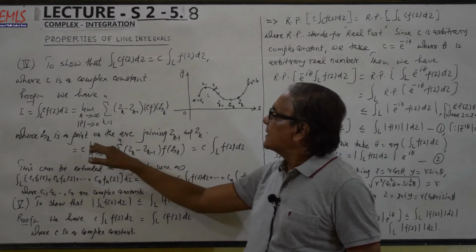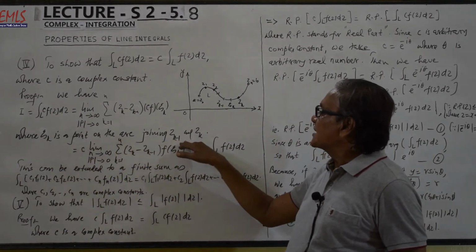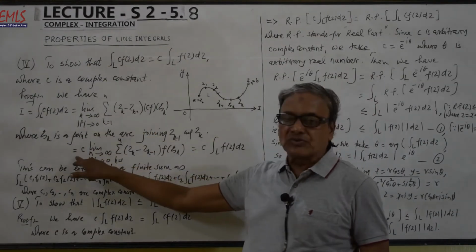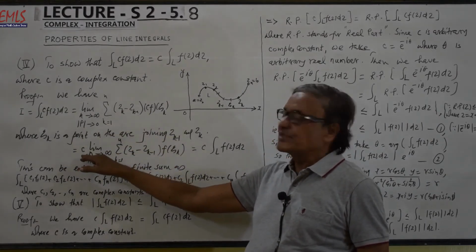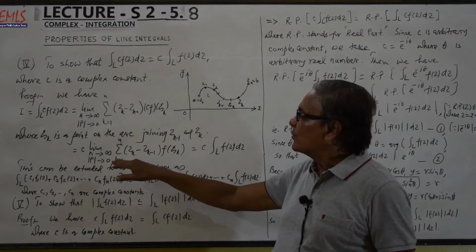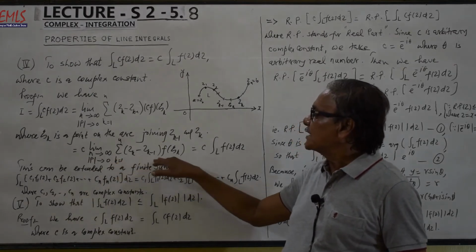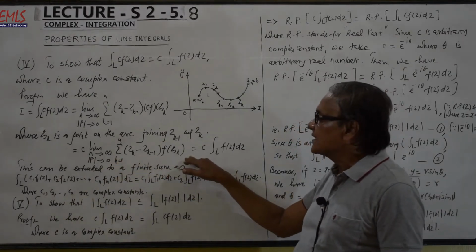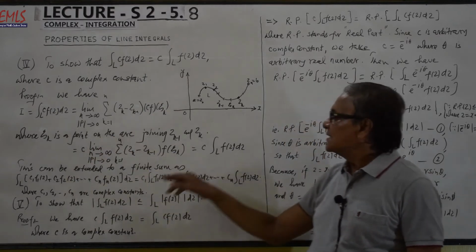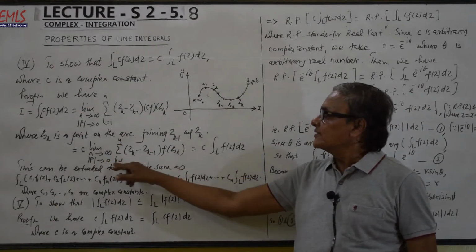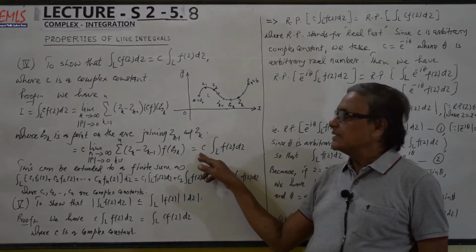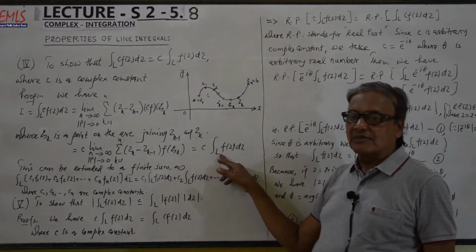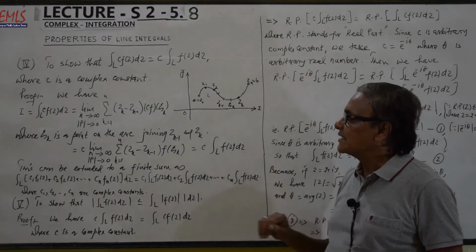So where xi_k is a point on the arc joining z_{k-1} and z_k. So this will be equal to c times, this c is constant. So this is c times limit n tending to infinity, mod p tending to 0, sigma f(xi_k) (z_k minus z_{k-1}), k equal to 1 to n, and this is nothing but integral over L f(z) dz. So this is finally equal to c integral over L f(z) dz.